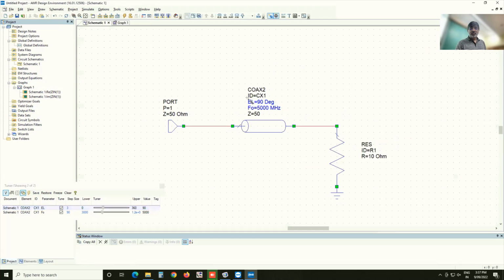If we go here, remember that this is the transmission line we have control over. Everything else is fixed. This 10 ohms is fixed. This is our 50 ohm system. So I have one more quantity I can play with, which is the characteristic impedance of the transmission line itself. What happens if I do that?